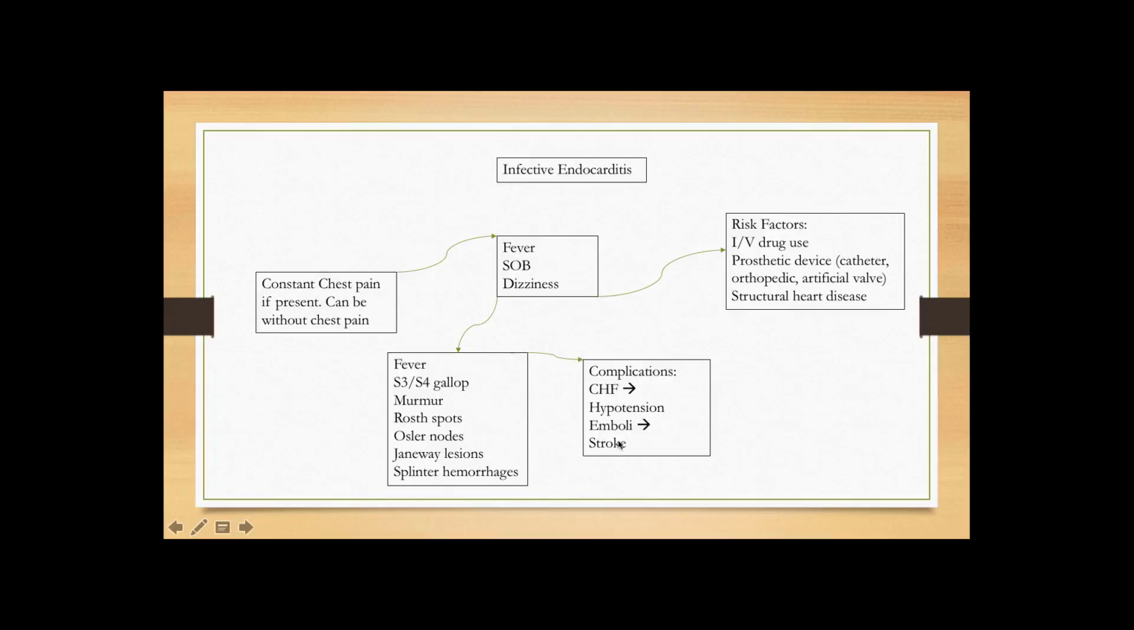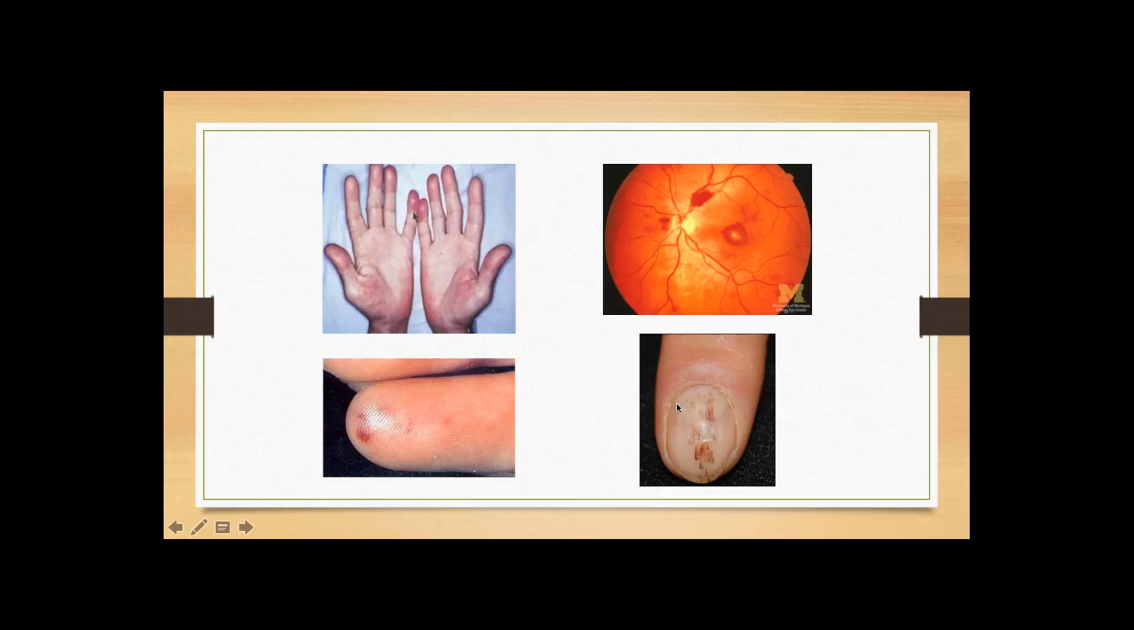And this embolus that goes to the brain will cause a stroke, and this stroke will look really bad because this is a septic embolism. So that's why it's going to be a very unfortunate situation. So try to avoid these complications, and try to start antibiotics very early on. These are the findings that may be present: Roth spots in the eyes, Janeway lesions, Osler nodes, and splinter hemorrhages.